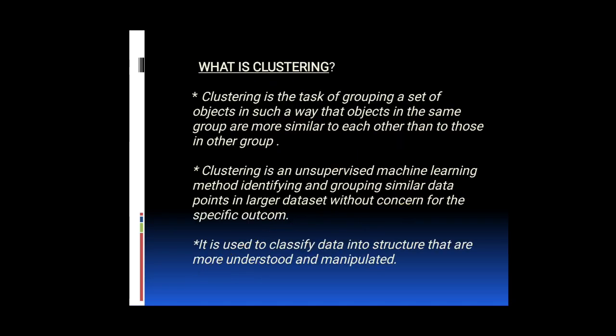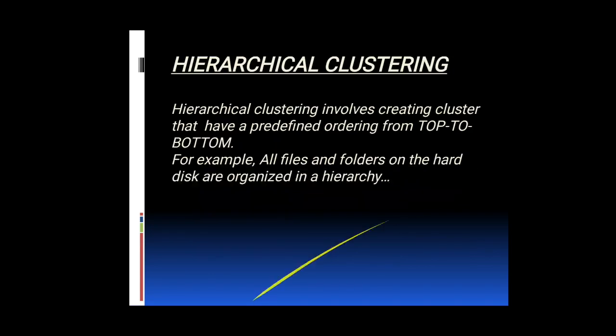What is clustering? Definition for the clustering. Let us see. Clustering is the task of grouping a set of objects in such a way that objects in the same group are more similar to each other than to those in other groups. Clustering is an unsupervised machine learning method identifying and grouping similar data points in a larger data set without concern for the specific outcome. It is used to classify data into structures that are more easily understood and manipulated.